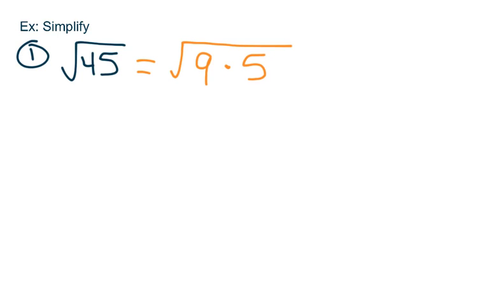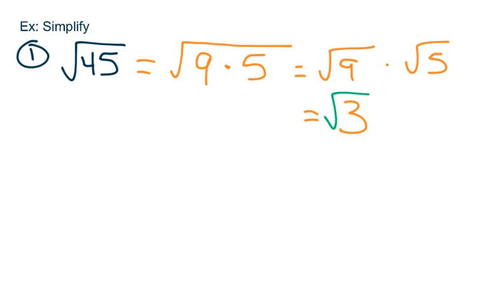Okay, and then what we can do with that is we can break this down into the square root of 9 times the square root of 5. The square root of 9 is 3. Now notice, when you actually take the square root, the square root symbol, this little check mark thing, that goes away. It's just 3. It is not the square root of 3. Okay, I want to make that very clear. That mistake has been made plenty of times in the past.